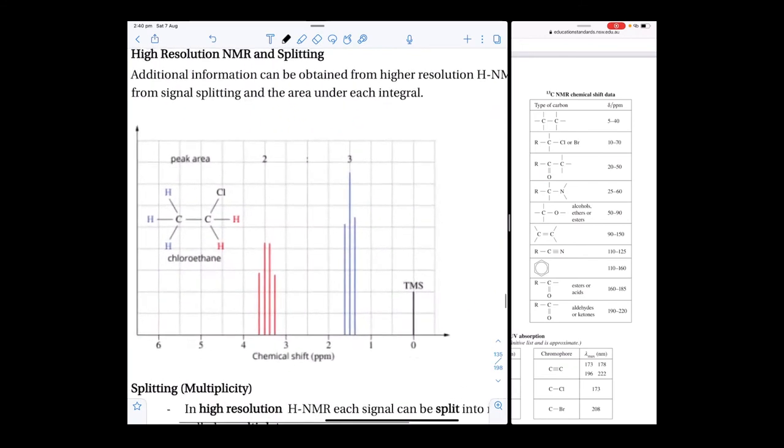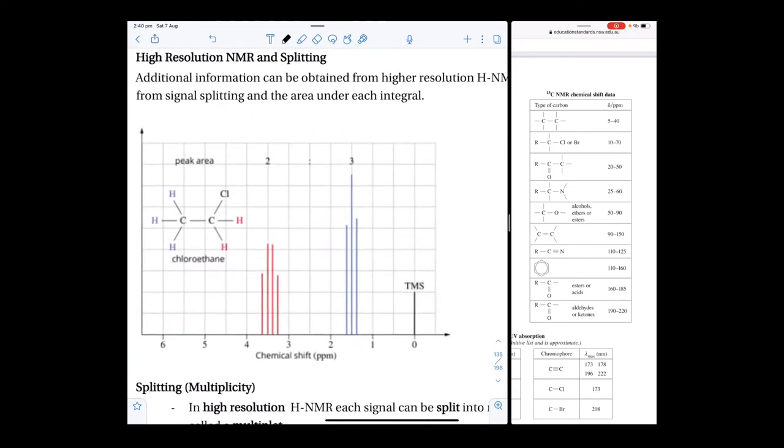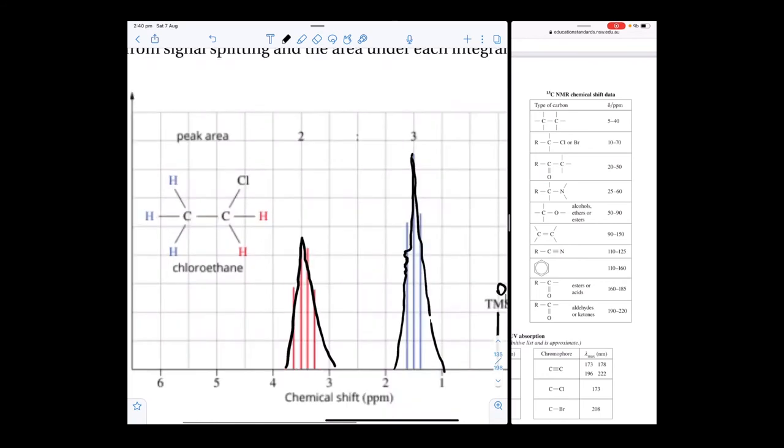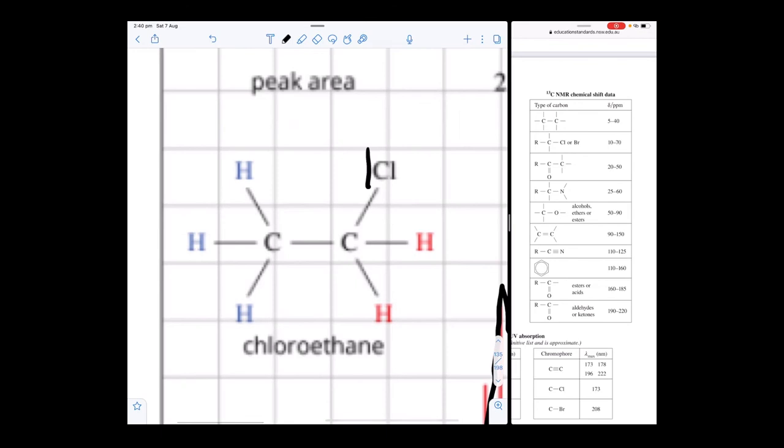Now, let's have a look at this image here. We see chloroethane. Everyone with me, forget about the splitting for now. I want you to think of it as one signal. Imagine you're looking at low resolution NMR. Okay, so this is one signal, that's another signal, and that's your TMS zero reference point. Now let's look at the hydrogen environments. There's a highly polar chlorine. Remember what I told you, right? The hydrogens attached to a carbon are usually in the same hydrogen environment. So all the three hydrogens attached to this carbon, you'll agree, are in one hydrogen environment. We'll call that hydrogen environment one.